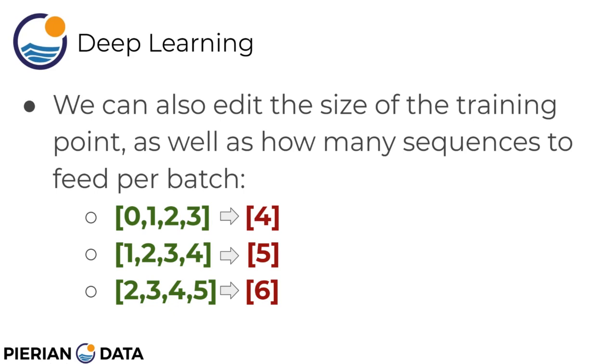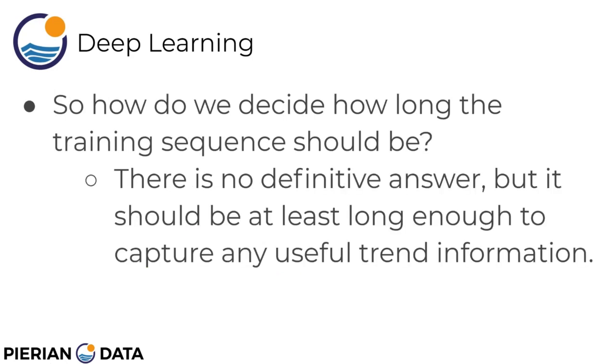What's the next sequence value? So we're trying to predict 4. And then given the numbers 1, 2, 3, 4, try to predict 5. Given the numbers 2, 3, 4, 5, try to predict 6, and so on. So again, lots of flexibility and a lot of things you can edit here. You can edit how many time series sequences you're going to provide per batch, how long the actual training portion, that green portion, should be, and also how long that red portion, the label, should be.